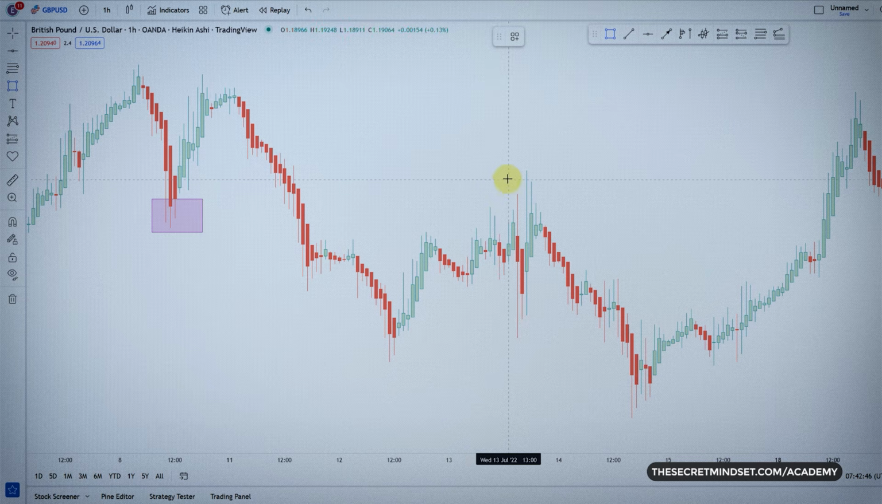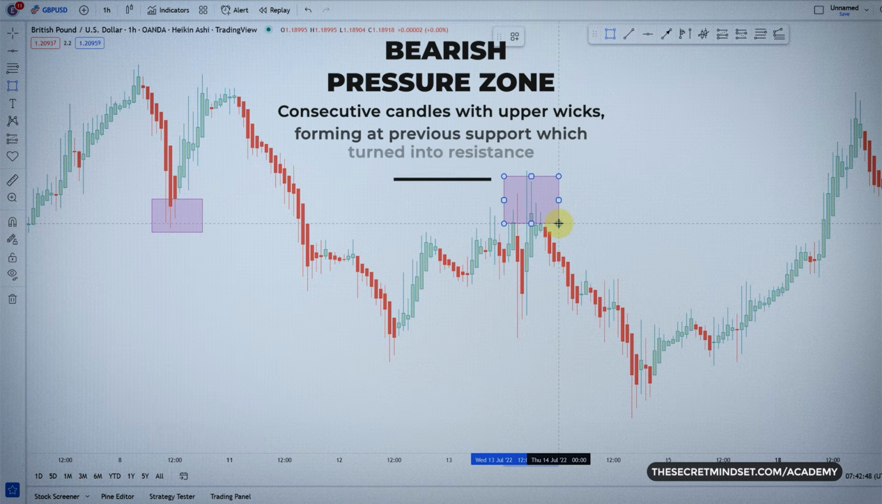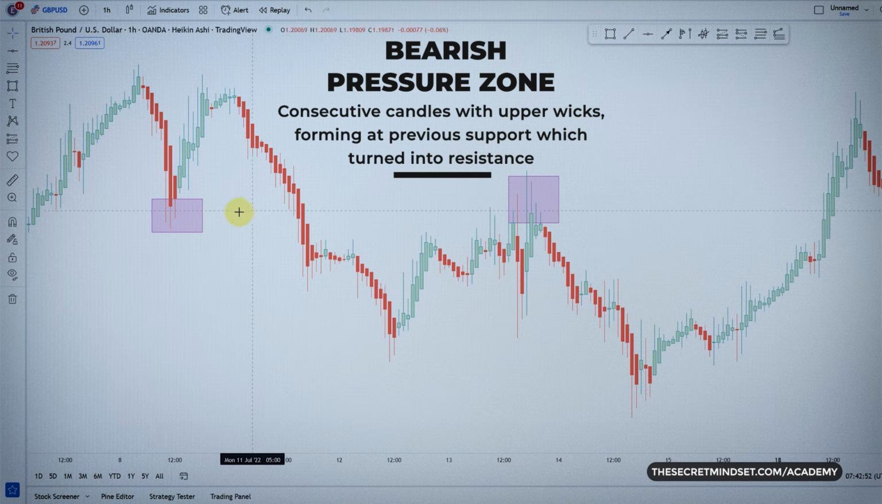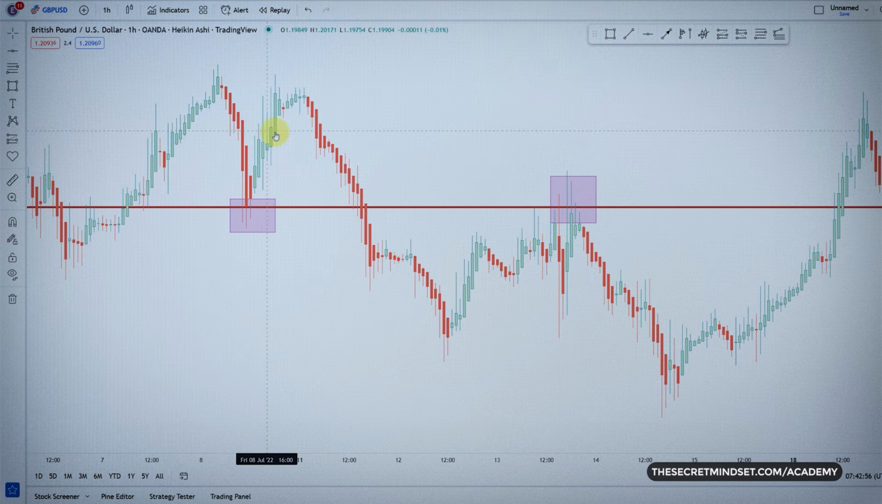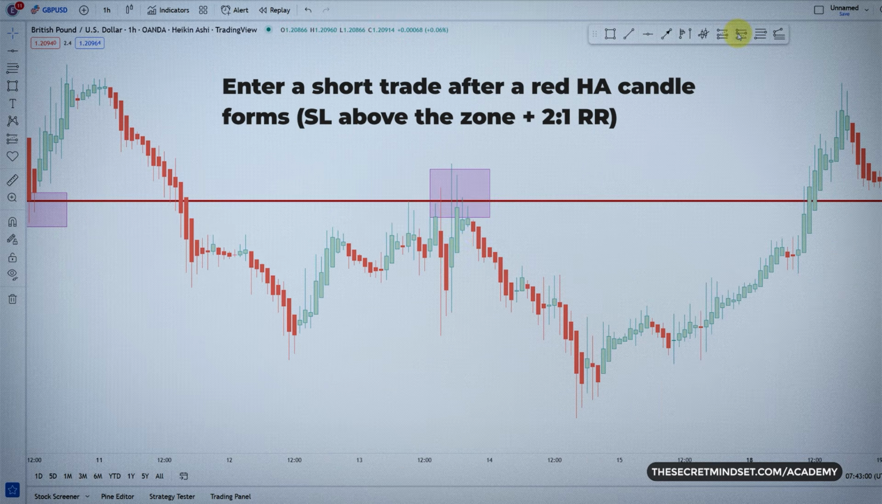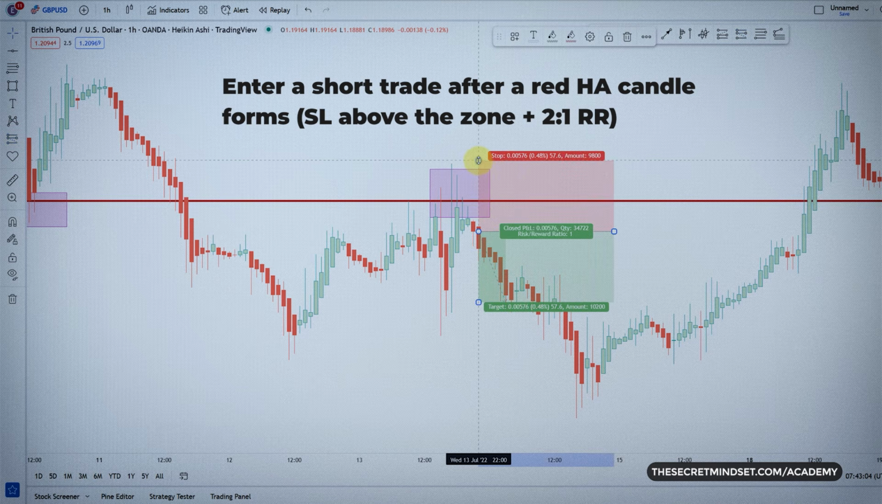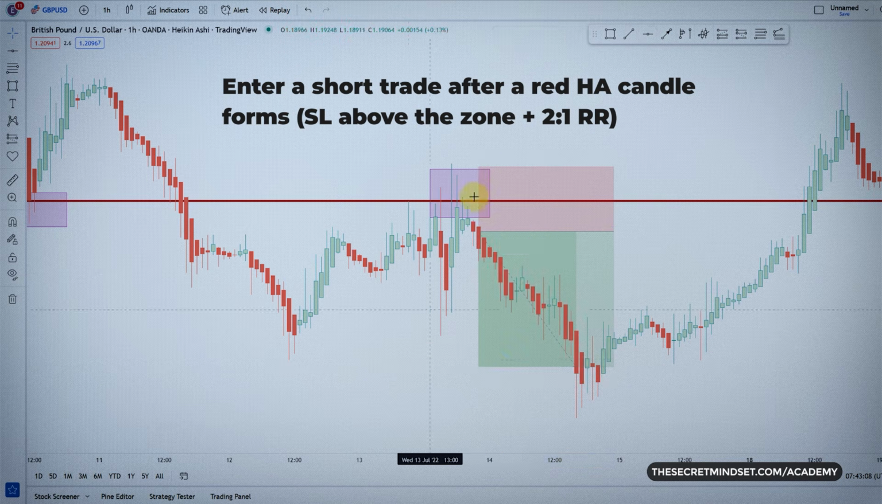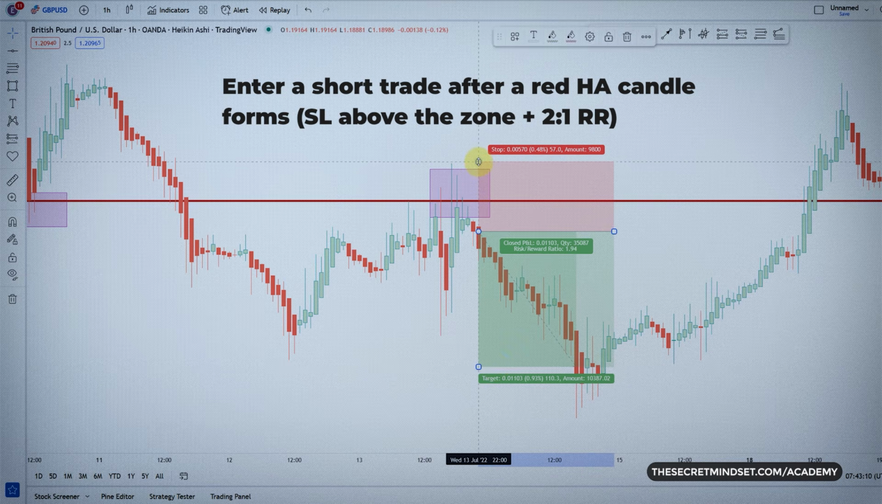The second signal was here, a bearish pressure zone, which was located around the same area. A previous support turned into resistance, and multiple Heiken Ashi wicks. We have a short trade signal when a red Heiken Ashi candle forms. Stop goes above the pressure zone, and as usual, you go for a risk-to-reward ratio of 2.